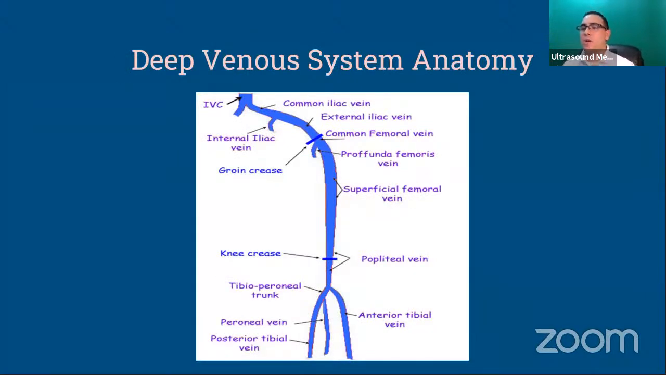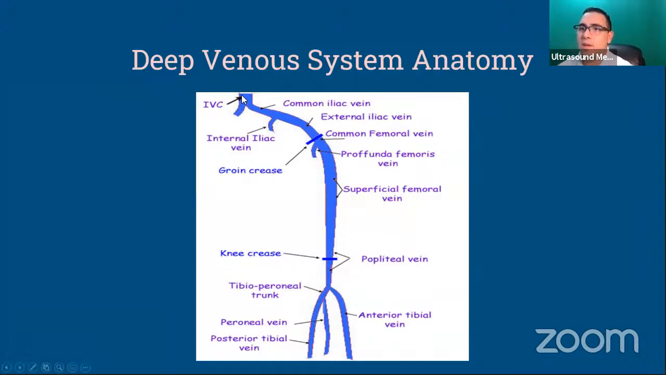Let's begin with some anatomy. I'm just going to go over the anatomy of the deep system. Remember, for the veins we have a deep system and a superficial system. For the arterial system, we only have a deep one. But for the venous system, we have a superficial and a deep one. So let's begin right here.